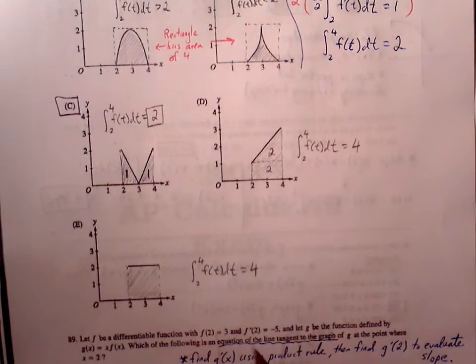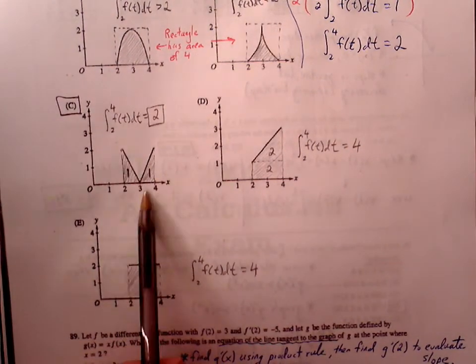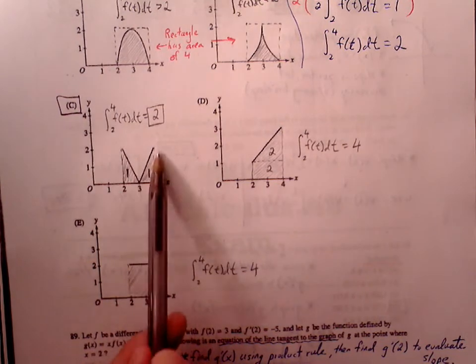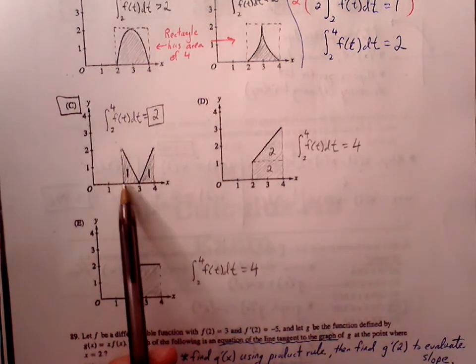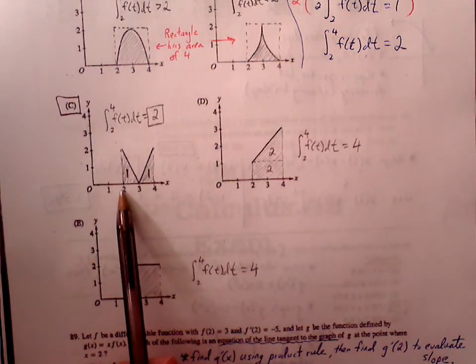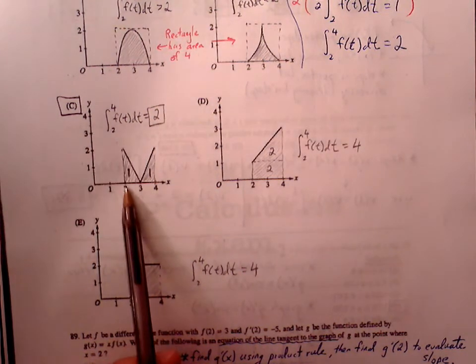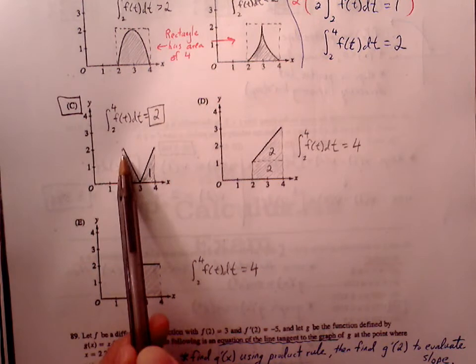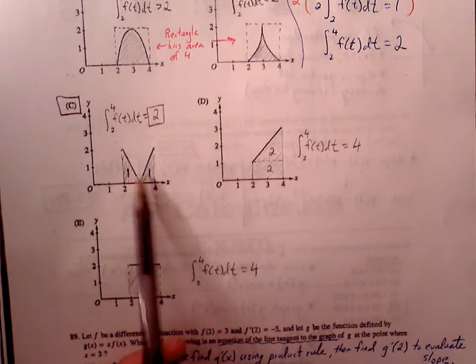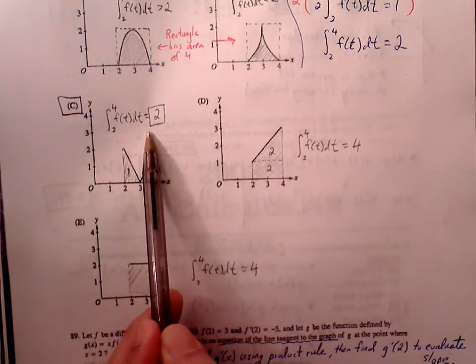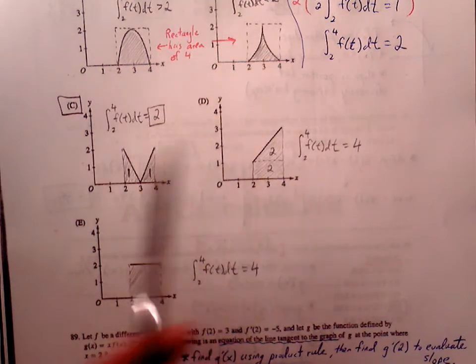So now we have a V-shaped graph. I'm going to drop vertical lines at the endpoints, and both of these are triangles here. If I do 1/2 base times height, 1/2 times 1 times 2, that's an area of 1. That's another area of 1. 1 plus 1 is 2. So this is our answer, our correct choice here.